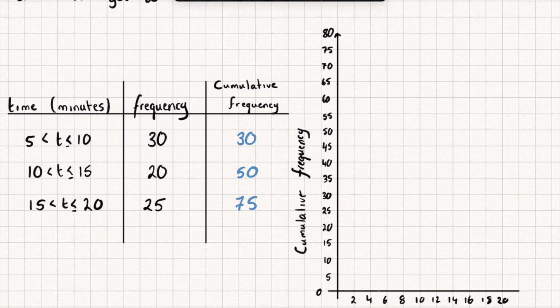Then let's look at the next row. How many pieces of data are there below 15 minutes? Well, there's these 20 here, plus the 30 from the previous row. So 50, and so on. So that's what we mean when we talk about cumulative frequency.